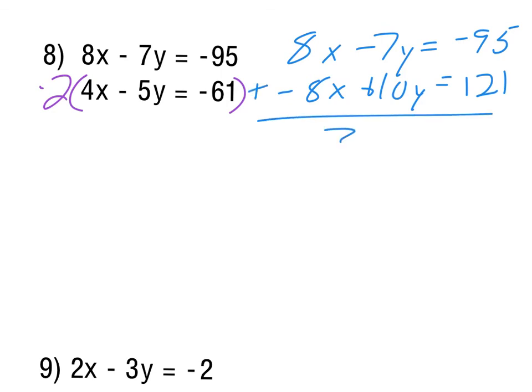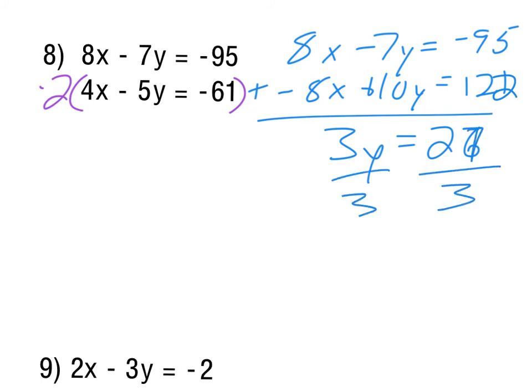So the x's cancel when we add those together. The y's, we end up with 3y. And we get a total of 26, when we add the 121 to the negative 95. It's my mistake, except this is 122, and so then this is 27. So, dividing by the 3, we find out that y is 9.